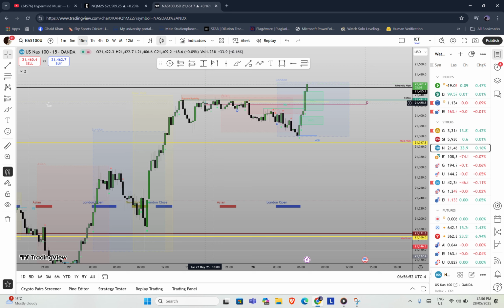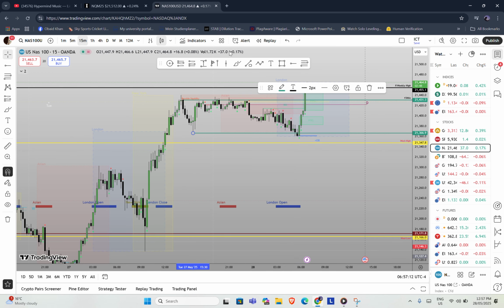It opened from here, it came right down, then went up, and then made a new low, took out this liquidity, which was the most recent sell side liquidity. I will just mark it. You can look here, right after taking out this liquidity, it made a sharp move towards the up direction.